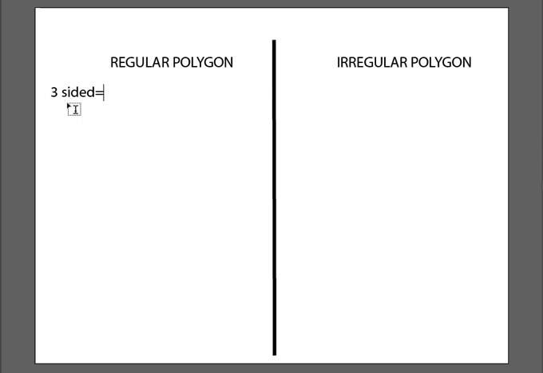Now, for regular polygons, we start from a 3-sided polygon, which is known as an equilateral triangle.